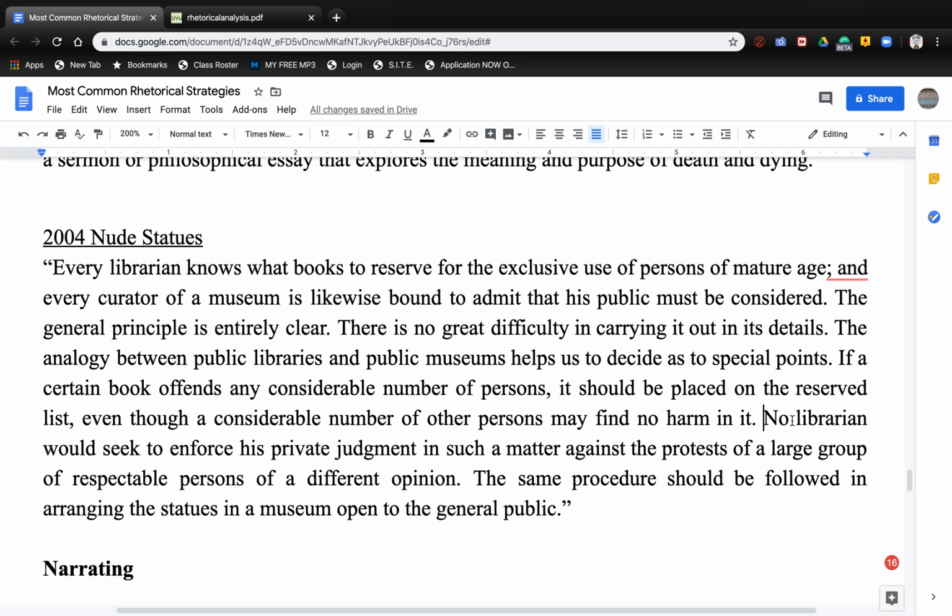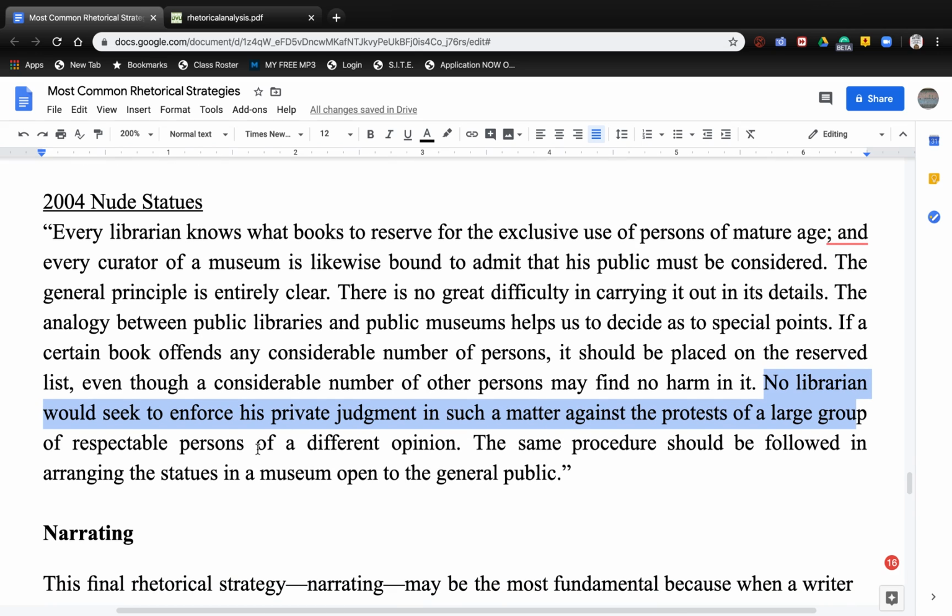No librarian would seek to enforce his private judgment in such a matter against the protest of a large group of respectable persons of a different opinion. The same procedure should be followed in arranging the statues in a museum open to the general public.